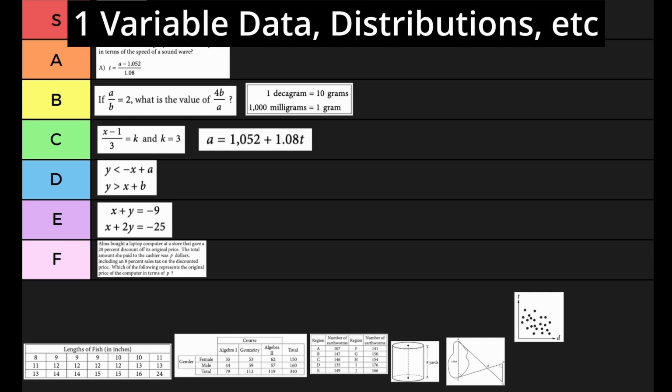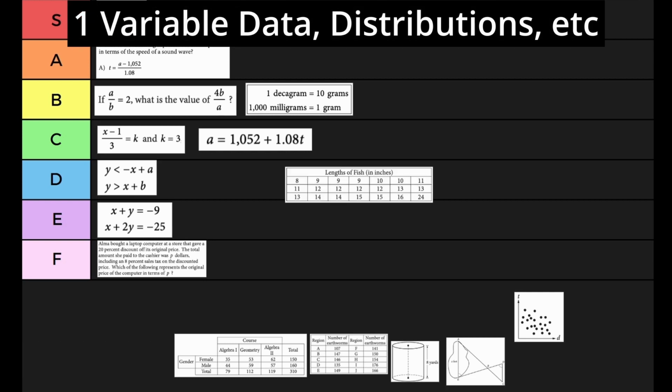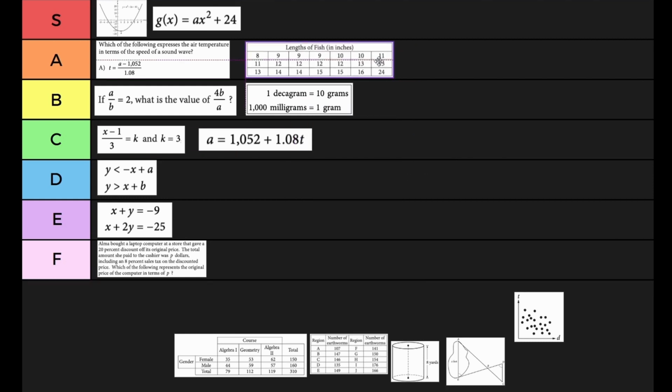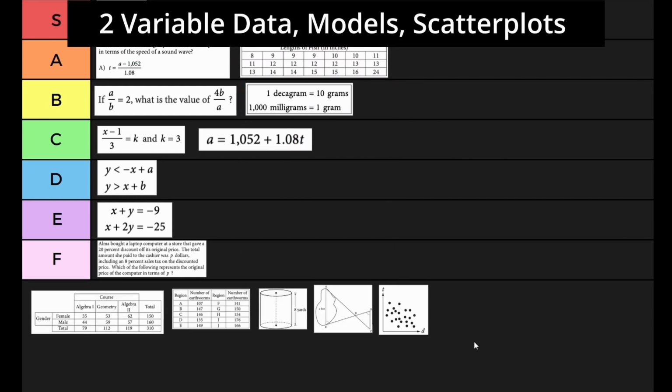One variable data, distributions, and measures of center and spread. These will be questions that ask you about the mean, median, or mode, or the range of a chart or of a set of values. In this case, we have the lengths of fish. I think these are pretty easy. These are pretty fun. If it takes you a second to even remember what a median is, these questions might be a little bit more difficult. But because I like these questions and I just like looking at data in general, this is going to be A tier for me.